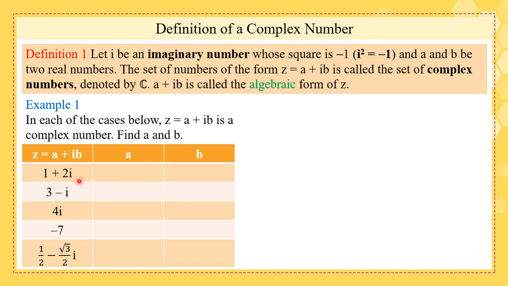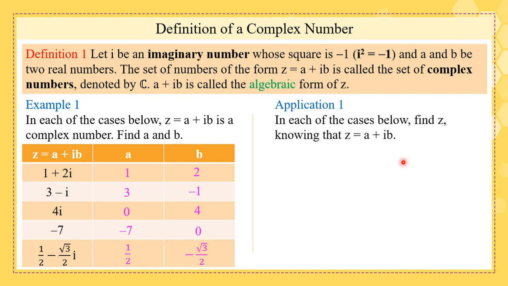So in the first case, we can see that a is 1 and b is 2. b is the coefficient of i. Well, in the second case, a is 3 and b is negative 1, it's the coefficient of i. In the third case, we can see that a is 0 and b is 4. And in fact, a is 0 because 4i could be written as 0 plus 4i. Now, in the fourth case, a is negative 7 and b is 0 because negative 7 could be written as minus 7 plus 0i. And finally, a is half and b is negative the square root of 3 over 2.